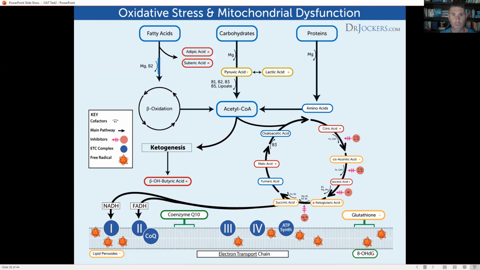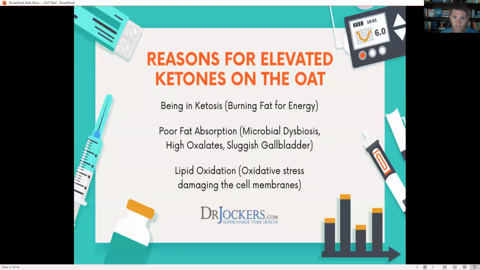So again, going back to this chart up here at the top where it says fatty acids, if we don't have enough magnesium and B2, we end up with high amounts of adipic and suberic acid in our urine. And so that's going to show up there. So that's why we need those.